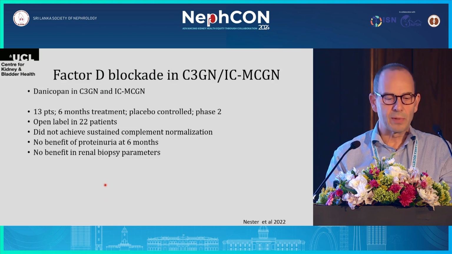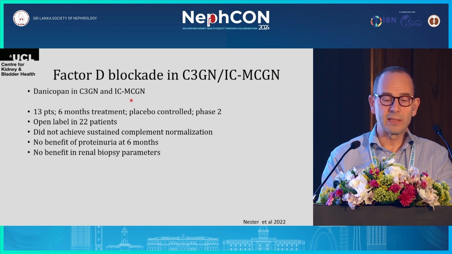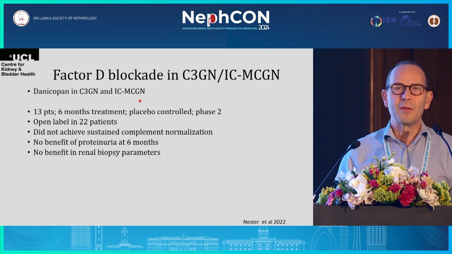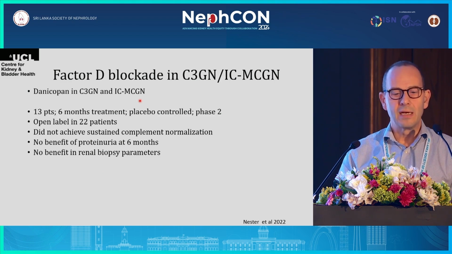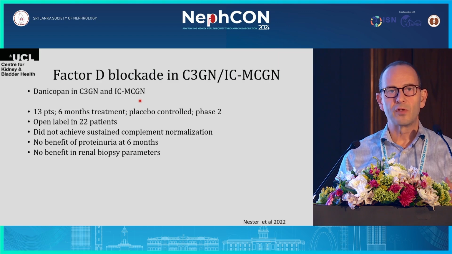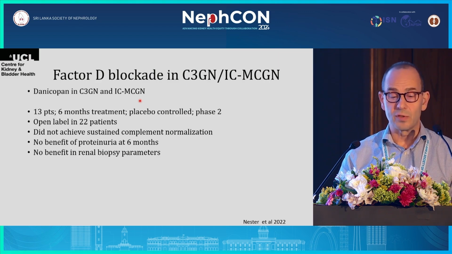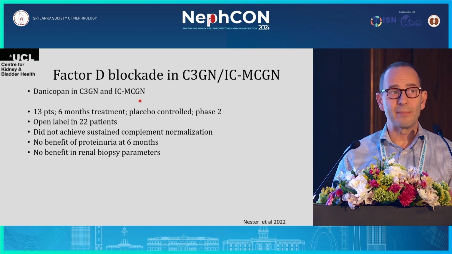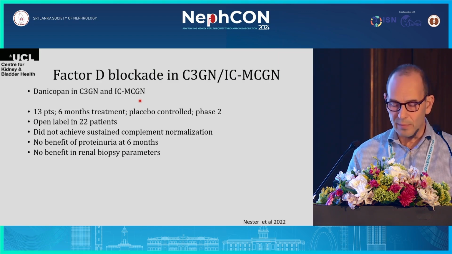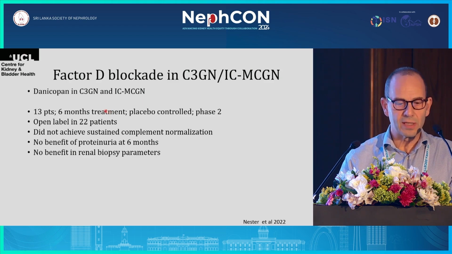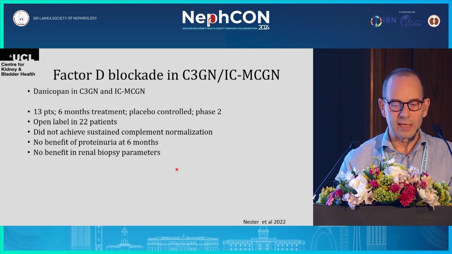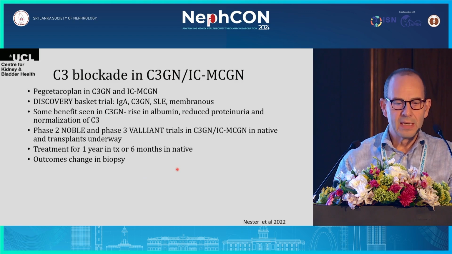This has been used in both C3GN and an immune complex MPGN. The difference between these two conditions is subtle, I would say. Both of them have the same degree of genetic abnormality associated with it, which is not very high. And in both of them, both complement and immune complexes can be deposited, although it's which one predominates. So this was a small study, again, 6 months of treatment. This was placebo-controlled and no benefit in any of the parameters looked at, so this has not gone any further.